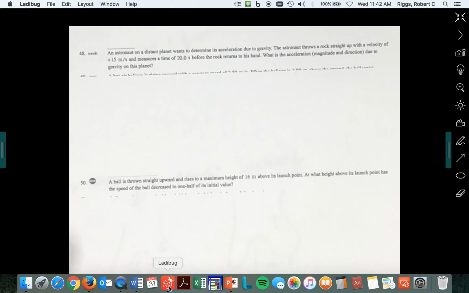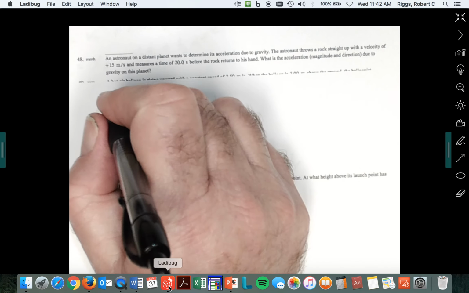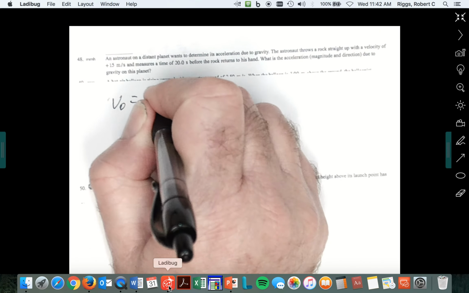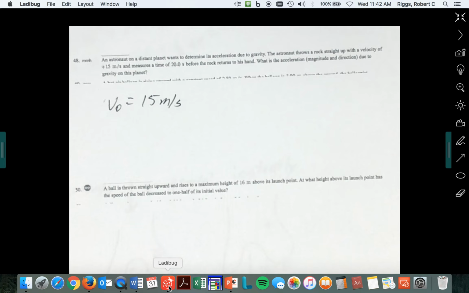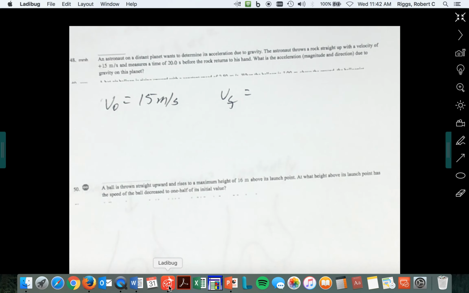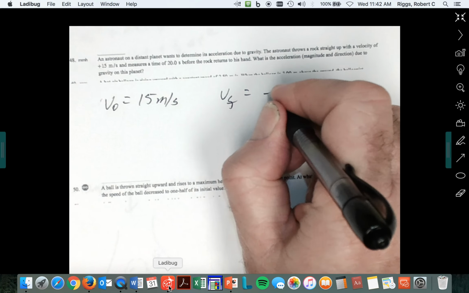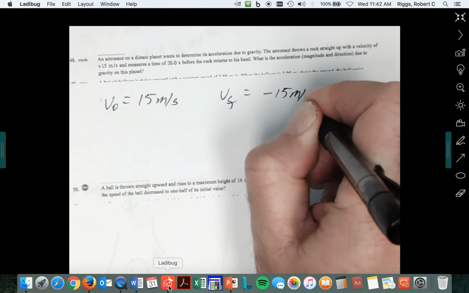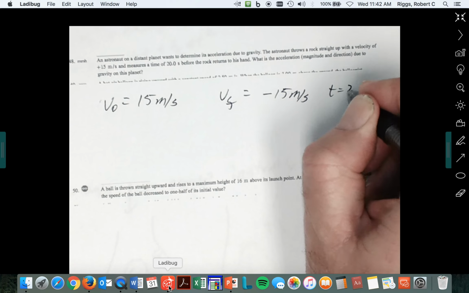Okay, so let's do this problem really fast and then I'll go on to the last problem. An astronaut on a distant planet. I've got an initial velocity here of 15 meters per second. I have a final velocity. What's my final velocity? You got it. Negative 15 meters per second. What's the time? 20 seconds.